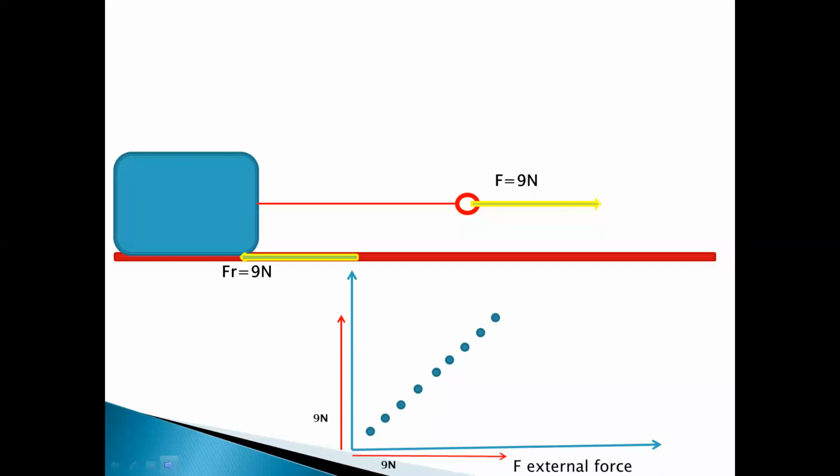And there will be one limiting point. After this limiting point, the motion of the object will start. So right now, just imagine 9 Newton is the limiting value. That means when we apply the force 9 Newton, which is the external force on the cable, the frictional force becomes 9 Newton. After this value, even if I increase the external force by 0.1 Newton, the object will immediately start its motion.